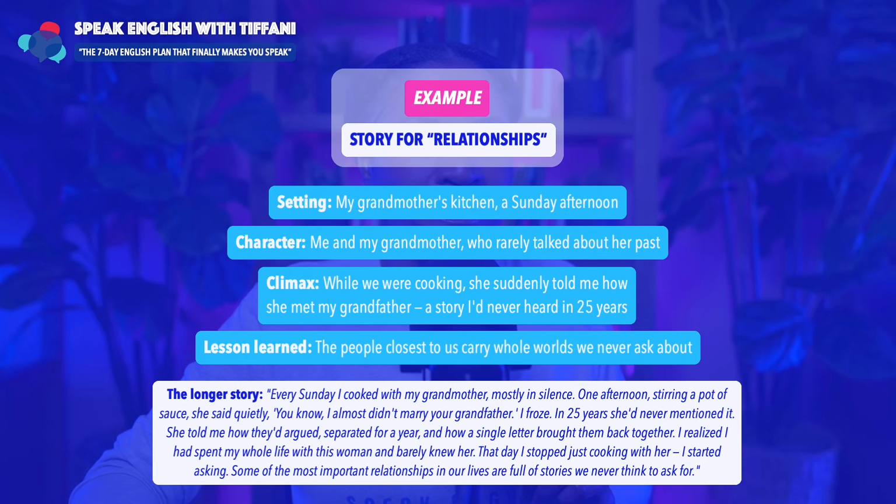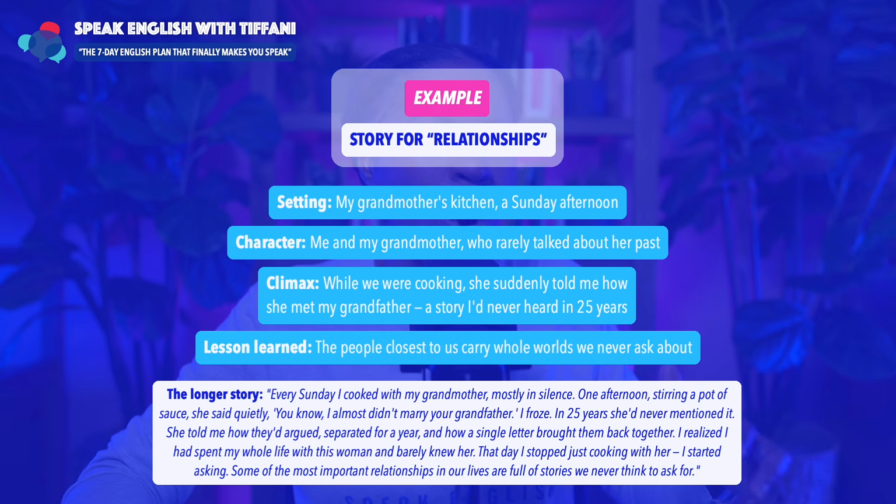All right, so we have the information organized, the elements of a story. Now let's listen to the longer story that includes these elements. Here we go. Every Sunday I cooked with my grandmother, mostly in silence. One afternoon, stirring a pot of sauce, she said quietly, "You know, I almost didn't marry your grandfather." I froze. In 25 years, she'd never mentioned it.